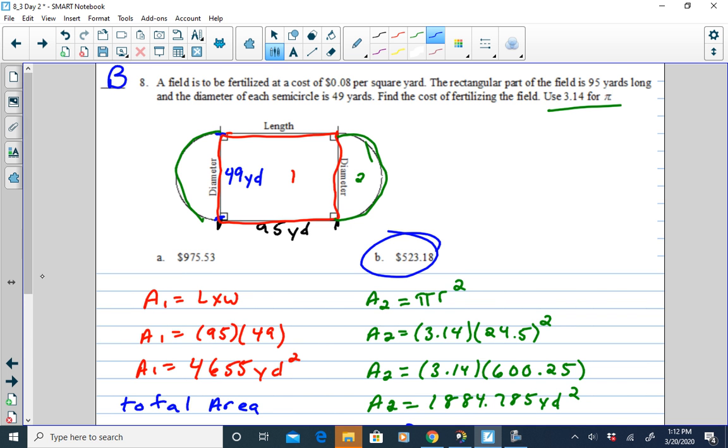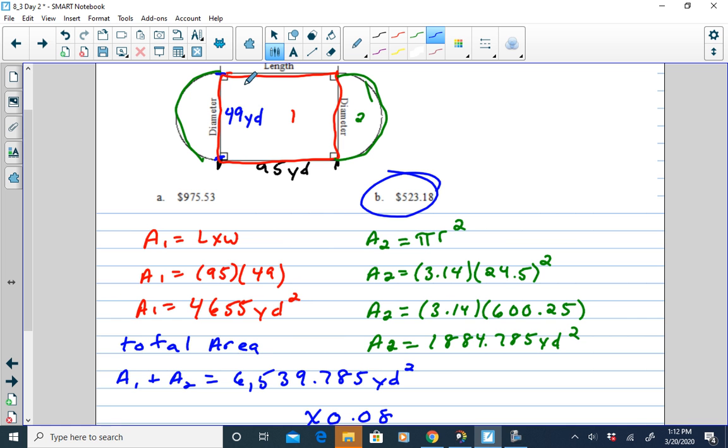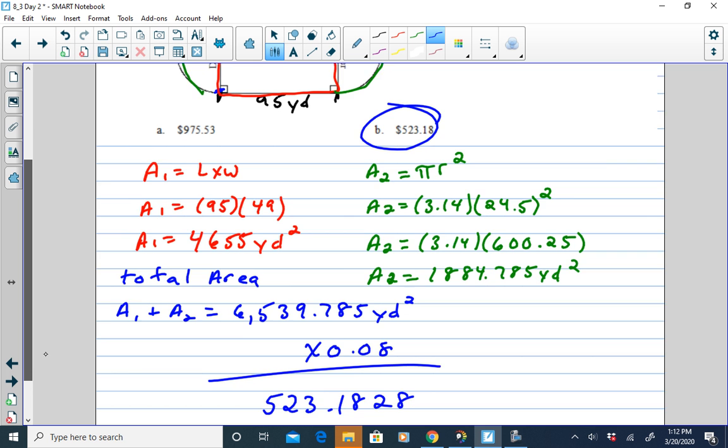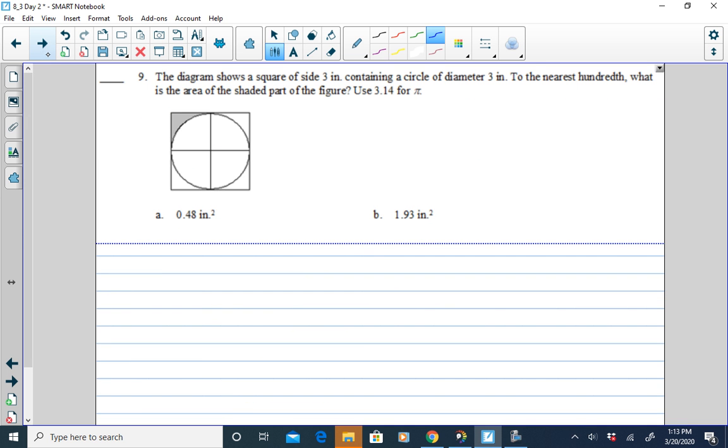Now, that's a great question, but honestly, it's not that hard, guys. You're just finding the area of a rectangle, then you're finding the area of a circle, you're adding those two areas together, and then you're multiplying that by the 8 cents for each square yard. So yes, it's several steps, and you have to be organized with your information, but look at what we did for that problem, and you come up with the correct answer of $523.18.